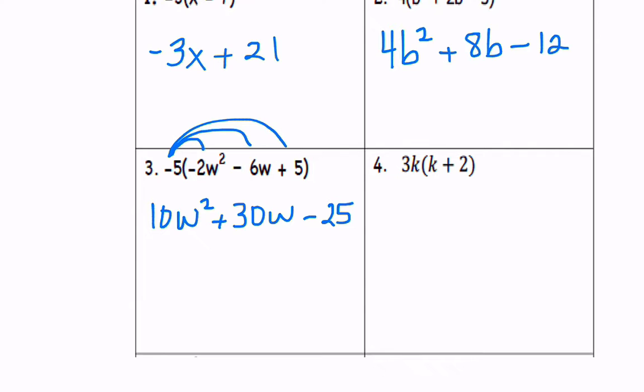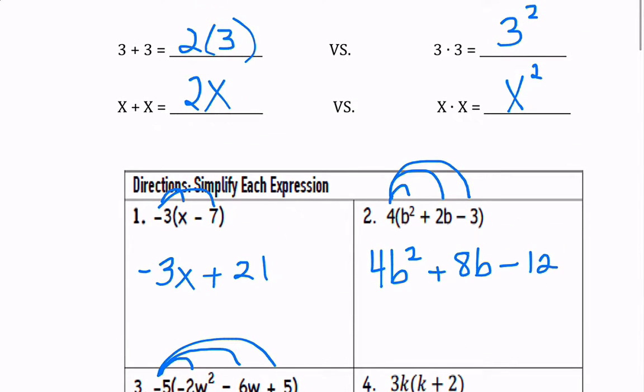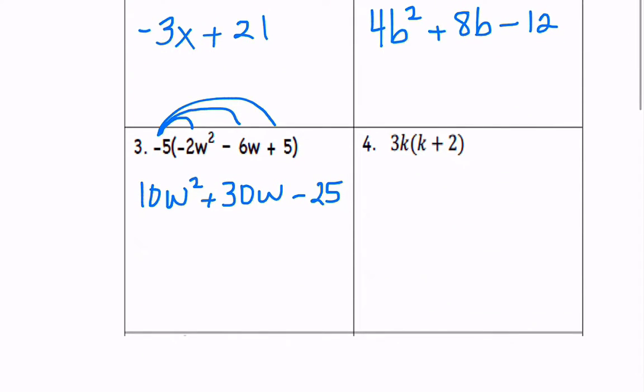Now we're going to get into using this idea, x plus x versus x times x. On this one, I have 3k times k. 3k times k is going to be 3k squared, because k times k is k squared. Now I'm going to take this 3k and multiply it by 2. 3k times 2 is a positive 6k. I can't go any further because this one says k squared and this one says k. They are not alike, so I cannot combine them.